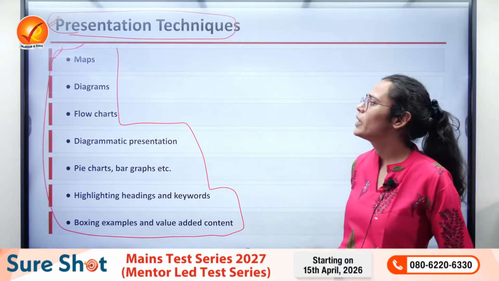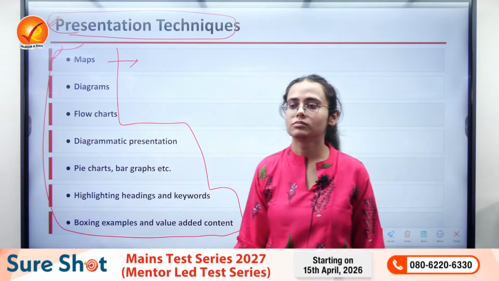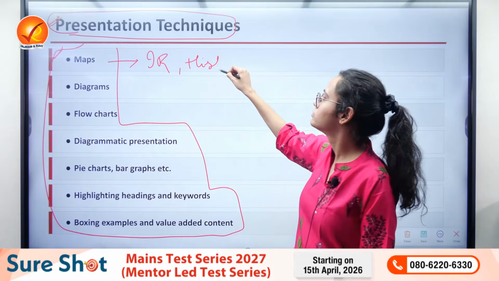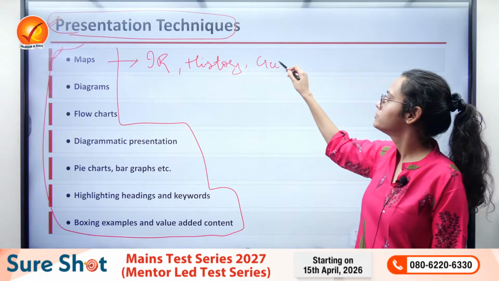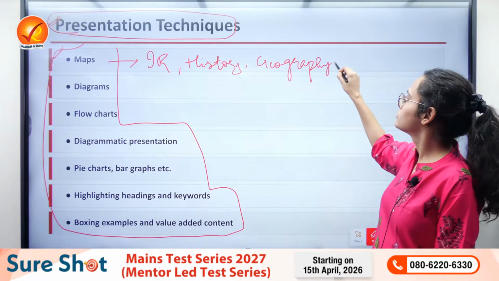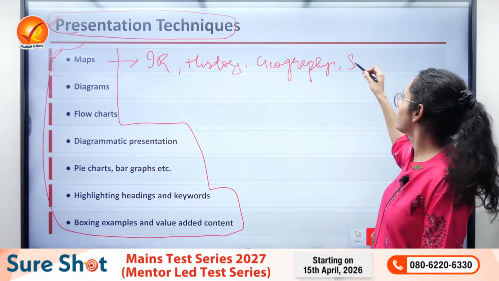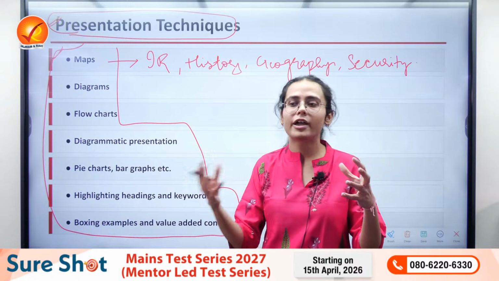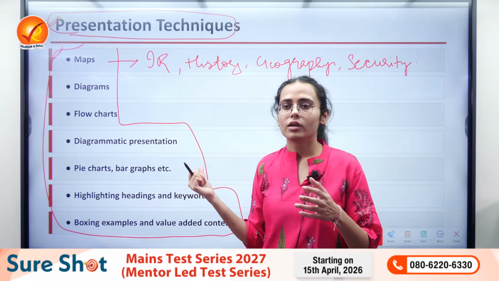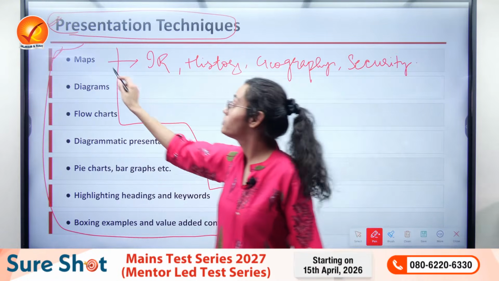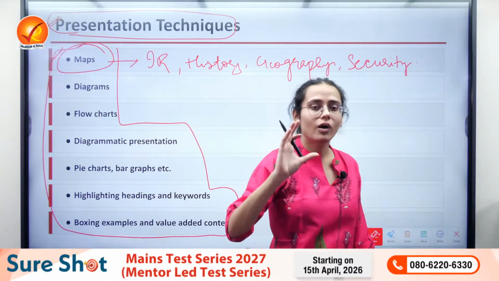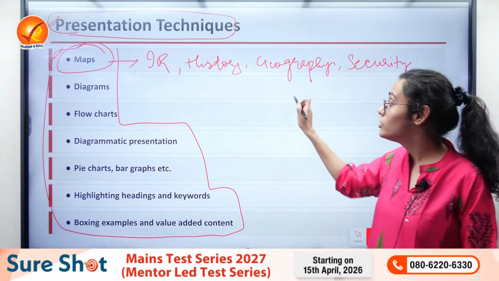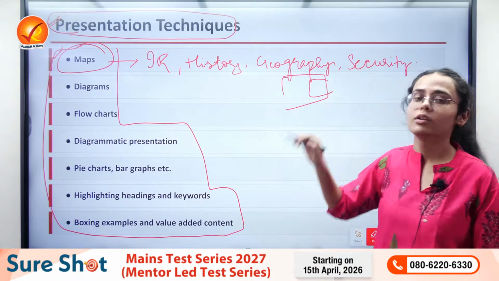But in general I am saying, like maps. Maps can be used in IR, in history, in geography, in, let's say, security. If you have to show how India is sandwiched between the golden triangle and the other golden crescent, use maps. Don't write that India is sandwiched or India is a neighborhood to the golden triangle. Instead, draw it in the side of your answer sheet.